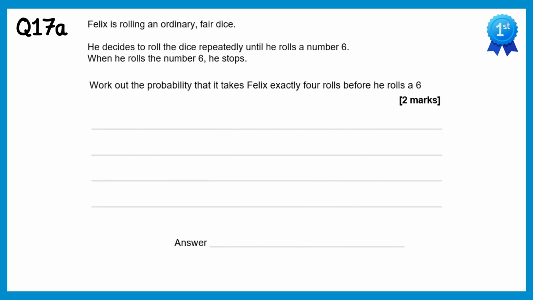In this question, we've got Felix, who's rolling an ordinary fair dice. So he's going to roll the dice repeatedly until he rolls a number 6. And when he rolls a 6, he's going to stop. And we've been asked to work out the probability that he takes exactly 4 rolls.